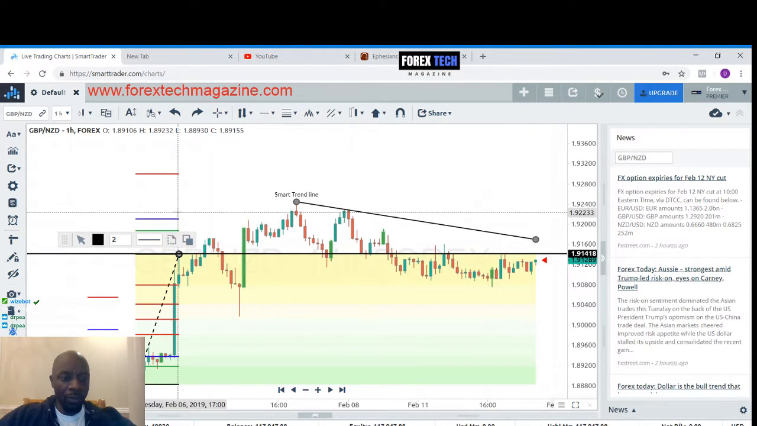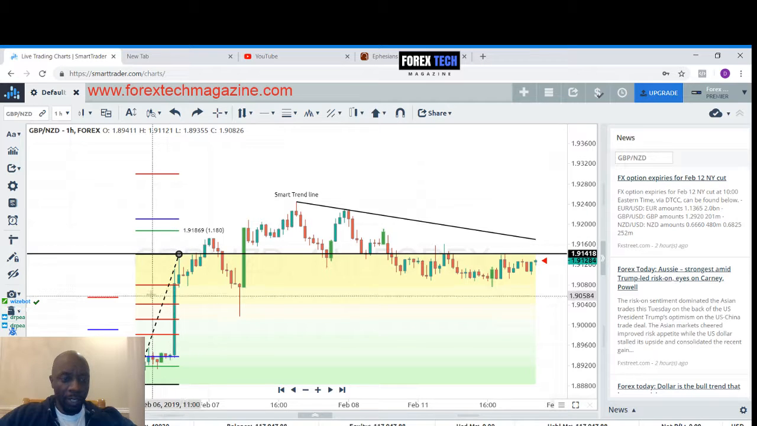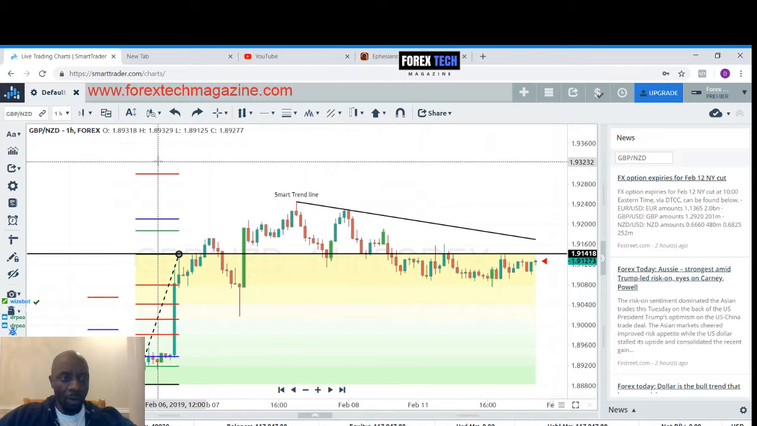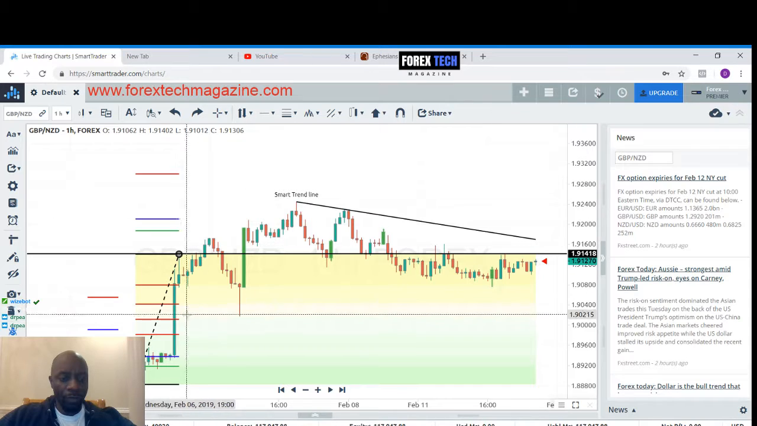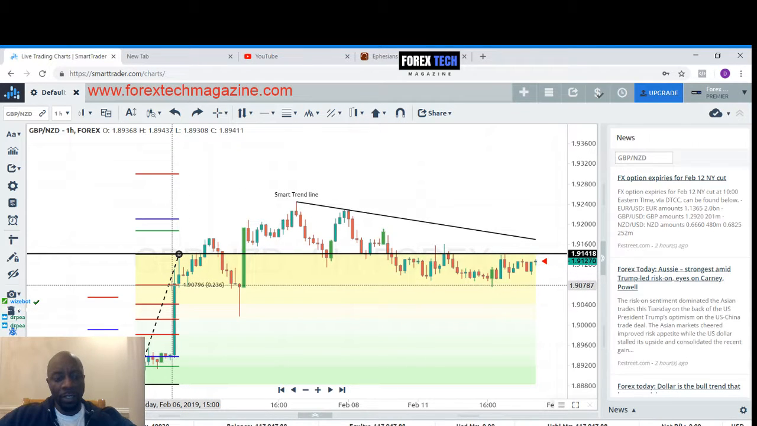And just to give you a little recap, when we look at using the Fibonacci to trade, especially with the Smart Trader charting system, it makes it real easy. Everything's pretty much color coded. You don't have to remember the number sequence on the Fibonacci. Everything's pretty much right there for you.